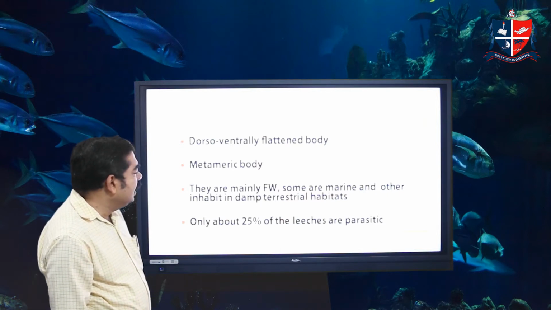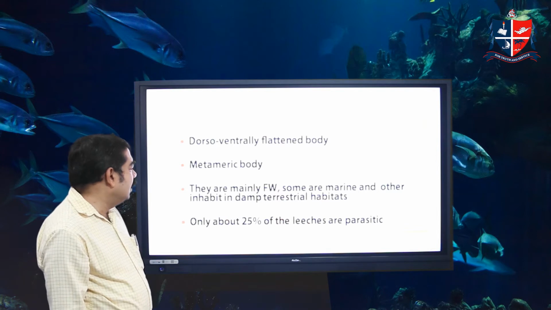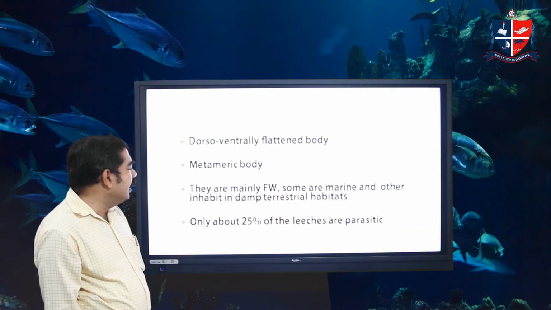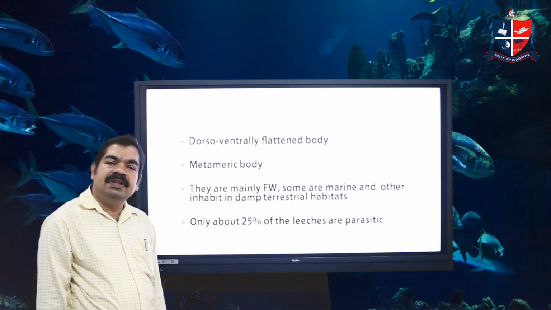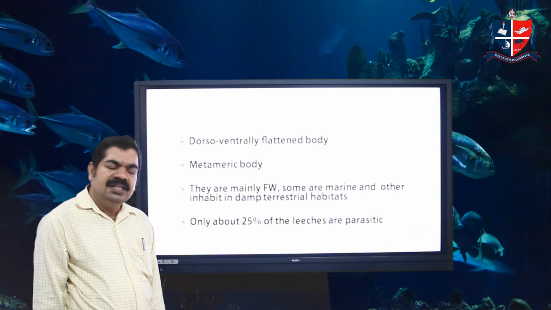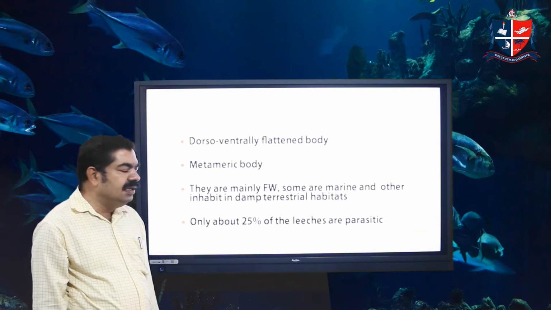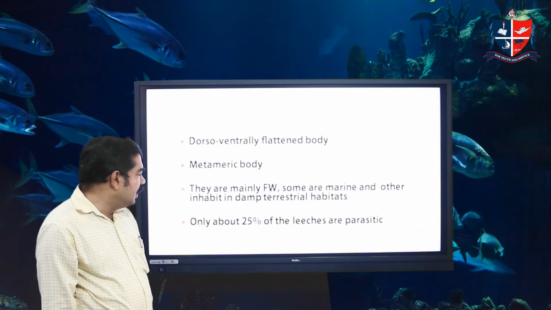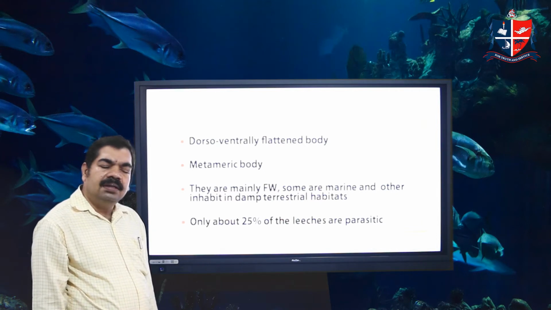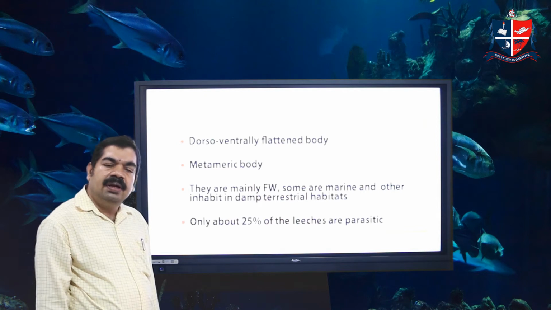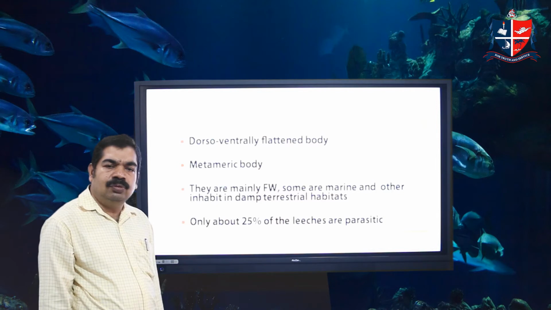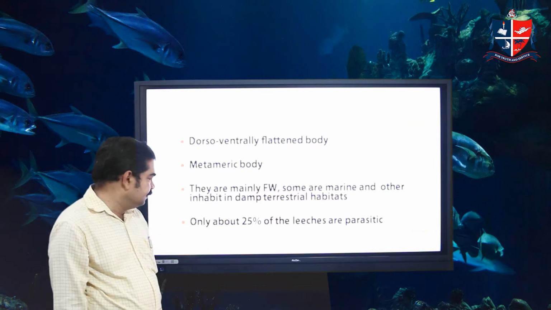Then they are mainly freshwater, some are marine, and others inhabit damp terrestrial habitat. So this is the habitat with respect to the leeches. Mainly leeches are found in freshwater habitat, but some are seen in marine habitat also, and others are found in damp terrestrial or land habitat. So that is with respect to the habitat of the leeches.